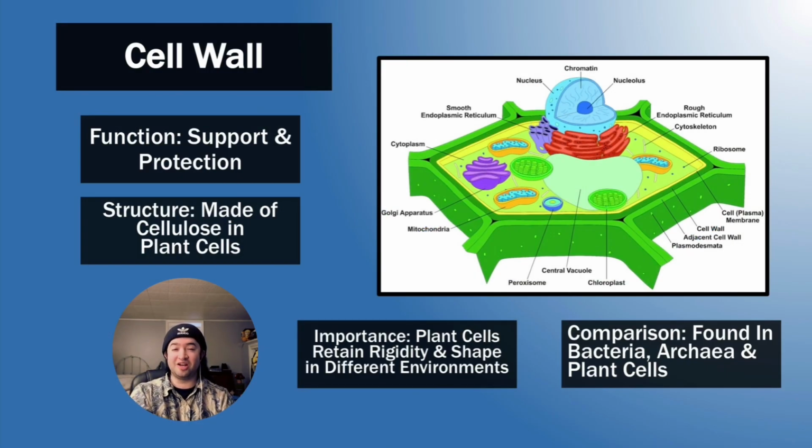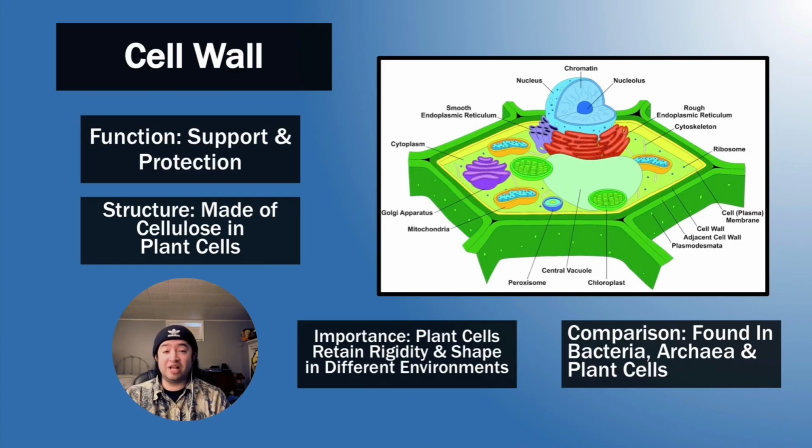So next we are going to be discussing the cell wall. The cell wall is a structure that provides extra support and extra protection to the cell. Similar to the plasma membrane, it is semi-permeable as it allows different substances and molecules to enter and exit the cell. In plant cells, the cell wall is made up of cellulose, glycoproteins, and other polysaccharides.